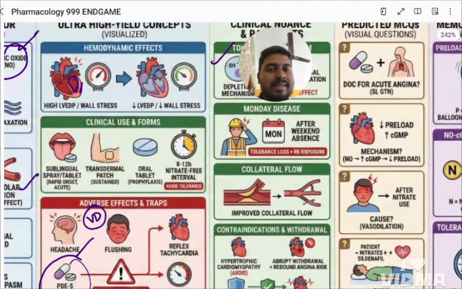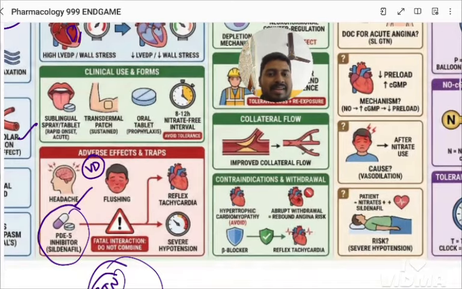Now what is Monday disease? This Monday disease is basically not with nitrate use, but there are factory owners who get exposed to some nitrates during their work. Throughout the week, they have this exposure to nitrates, so they develop tolerance. And on Sunday, they have a holiday, they go home, and when there is re-exposure, that effect multiplies. So they'll have headache, they'll have flushing. This is known as Monday disease.